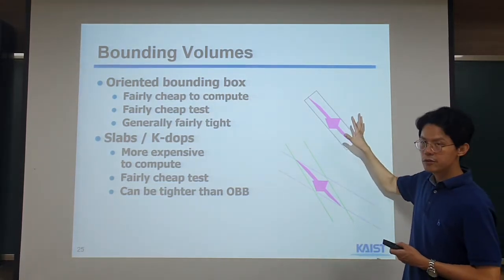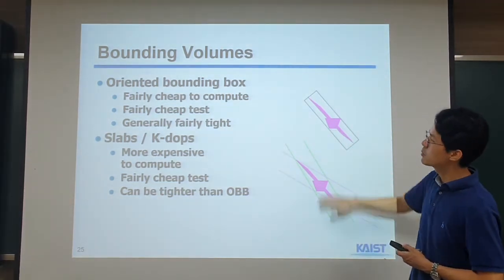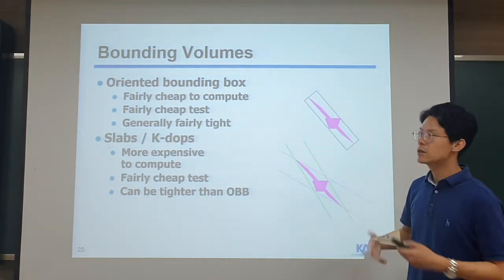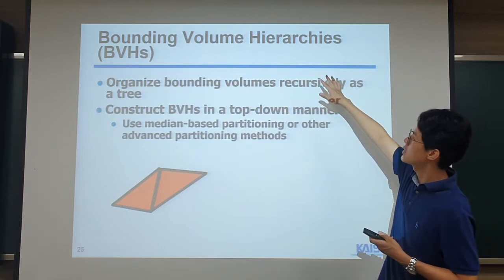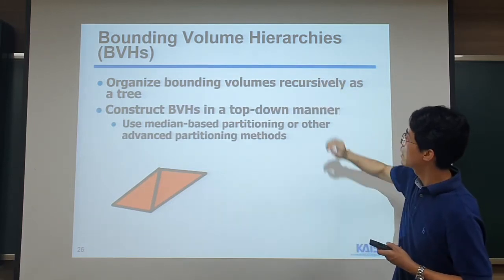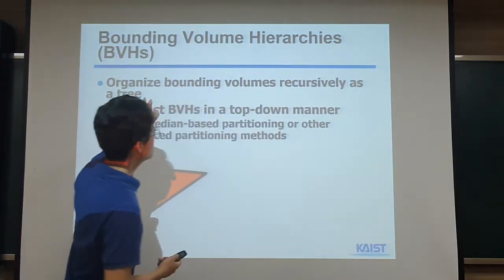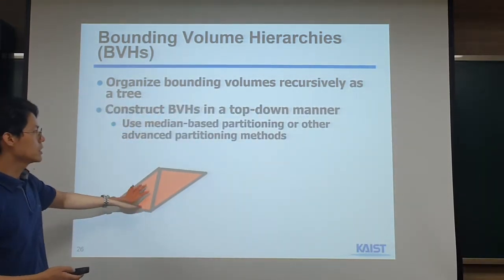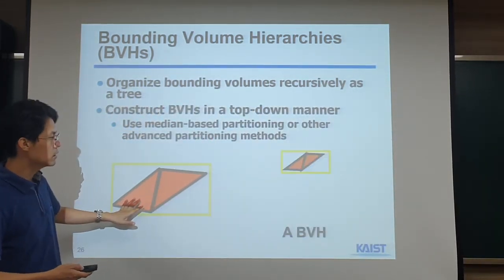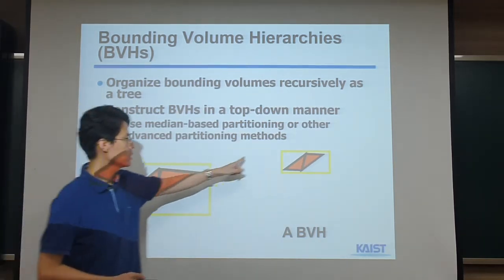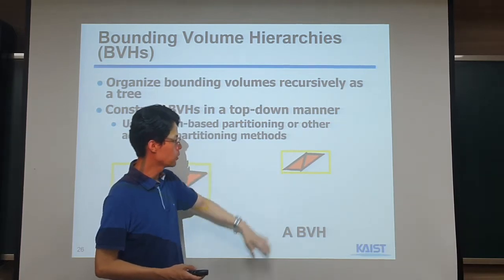Here we can accelerate the collision detection process by using bounding volumes, but we can also use bounding volumes in a hierarchical way. That's why we have the concept of the bounding volume hierarchy, BVH: organizing bounding volumes recursively as a tree. For example, suppose that we have these triangles. Initially, we compute a bounding box, right? And we treat it as the root of the bounding volume hierarchy.